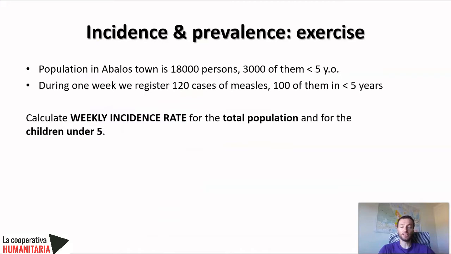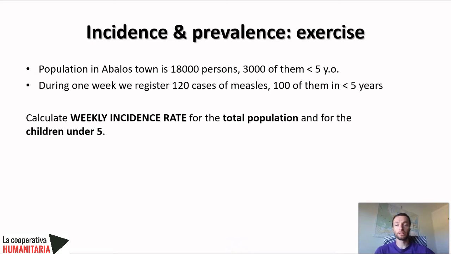So let's have an exercise. We have the population in Avalos town, which is 18,000 people. 3,000 of them are under 5. During 1 week, we register 120 cases of measles, 100 of them under 5. Can you calculate the weekly incidence rate of the total population and for the kids under 5? Can you calculate that, please?